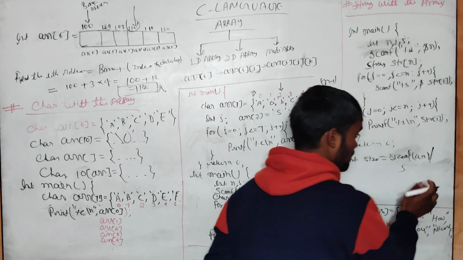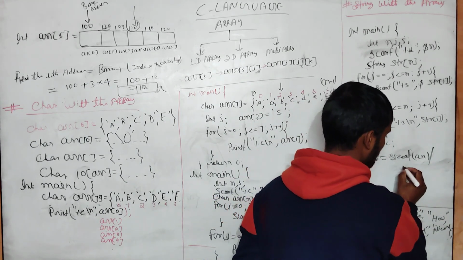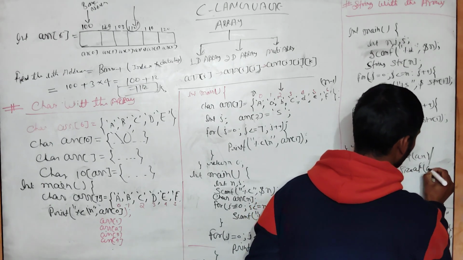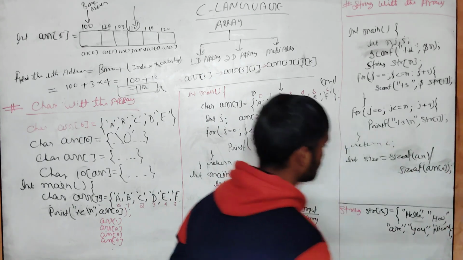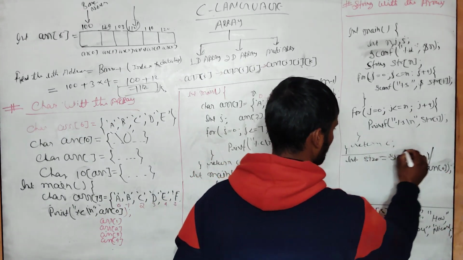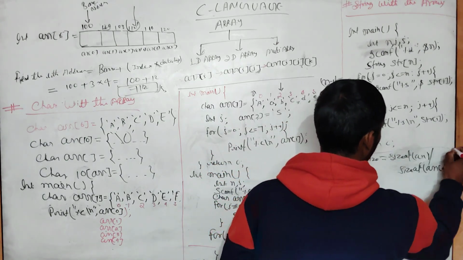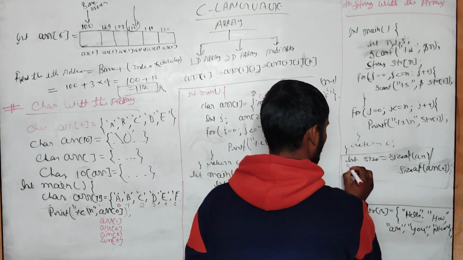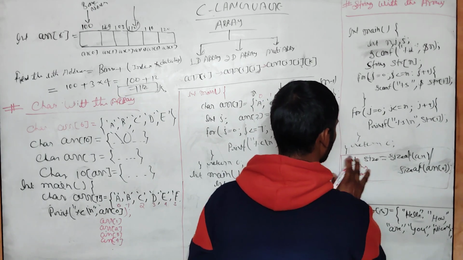Sizeof arr, after it I'll write the divide symbol. Okay, sizeof arr of 0. Fine, this is the piece of code. If you want to print a string, only replace it with string, and for a character, only replace it with character.